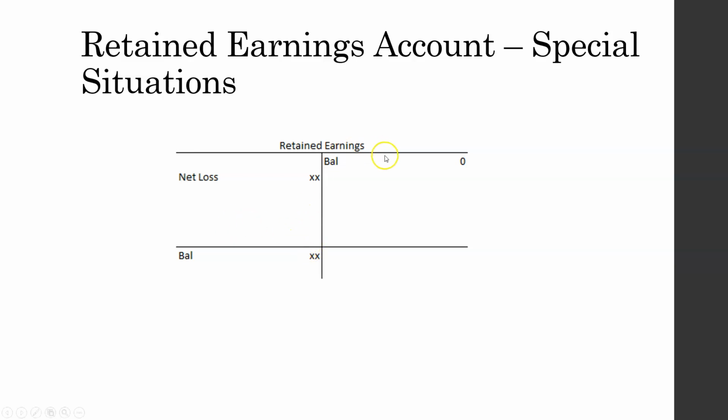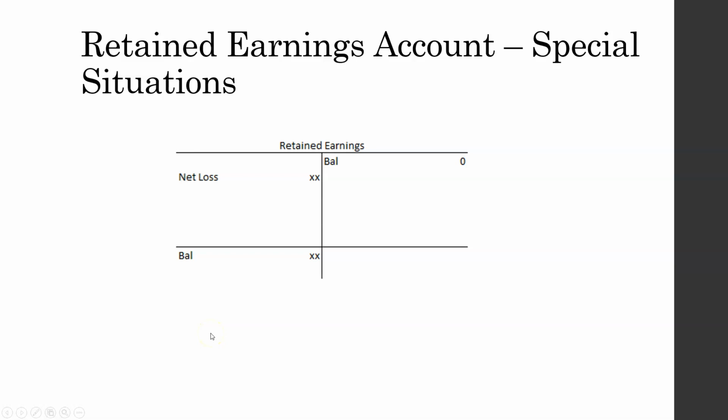In this example, the beginning balance is 0, so it's probably the first year of the company. The company had a net loss, and net losses decrease retained earnings, so that got debited to the retained earnings account, which means that the ending balance of retained earnings is a debit balance. This is not a normal situation. This is when the company has a retained earnings balance that is negative. So it's a negative retained earnings balance, and that balance is shown as a debit balance.